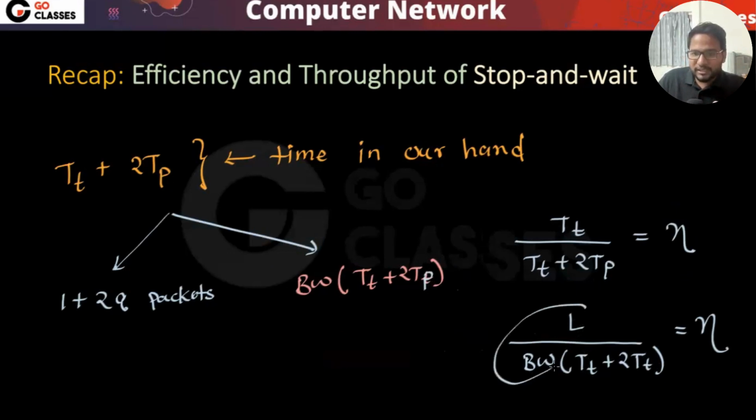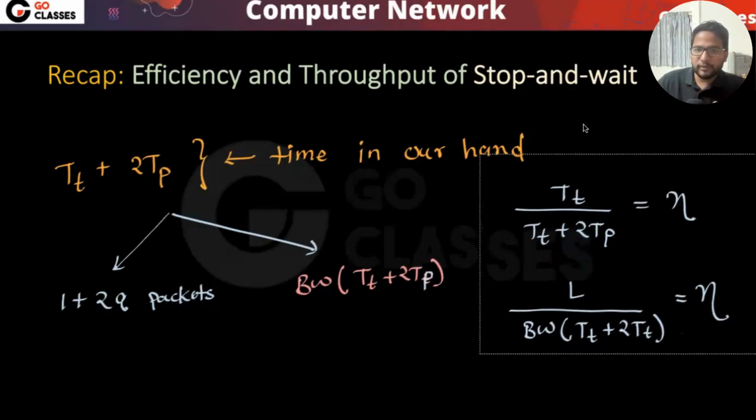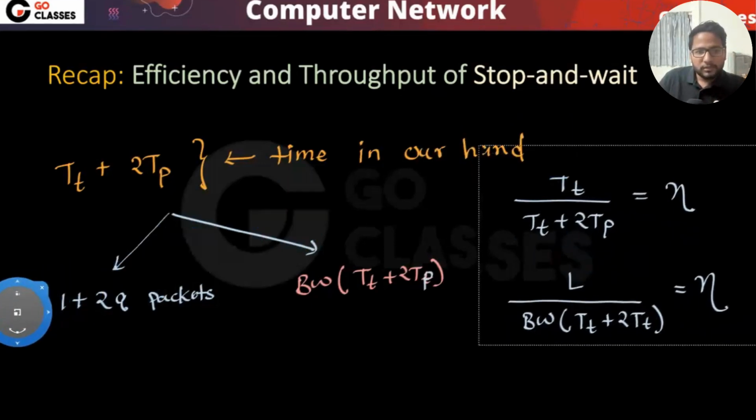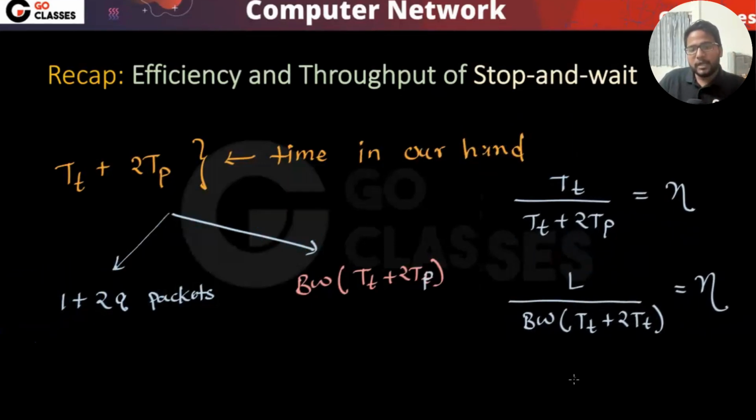You can easily see that these two numbers are the same. I mean, L upon bandwidth is transmission time only, right? Now, there are many other ways to look at the efficiency. What is the other way that we have looked at? If you want to measure in terms of packets, how many packets are you sending? One packet. How many could you have sent? 1 plus 2a, so 1 upon 1 plus 2a. That's also the efficiency, right?